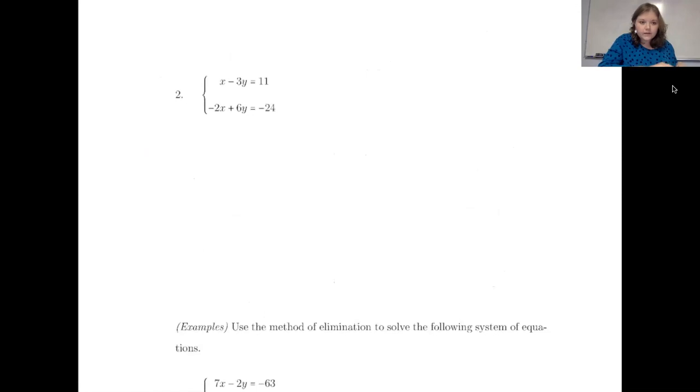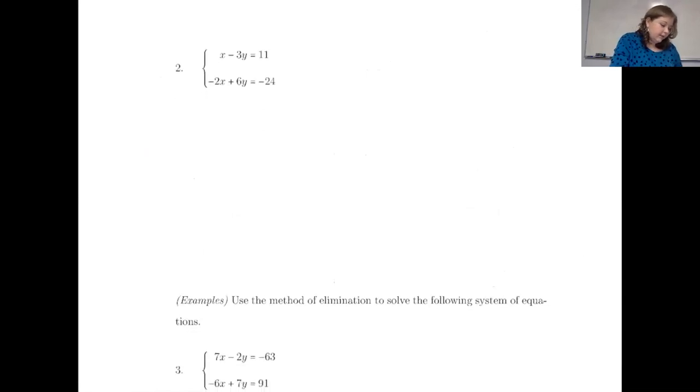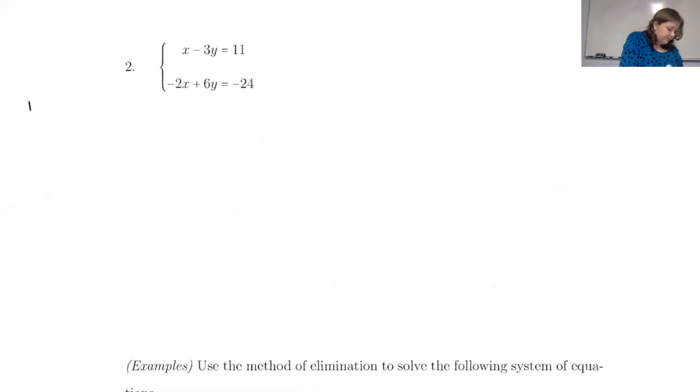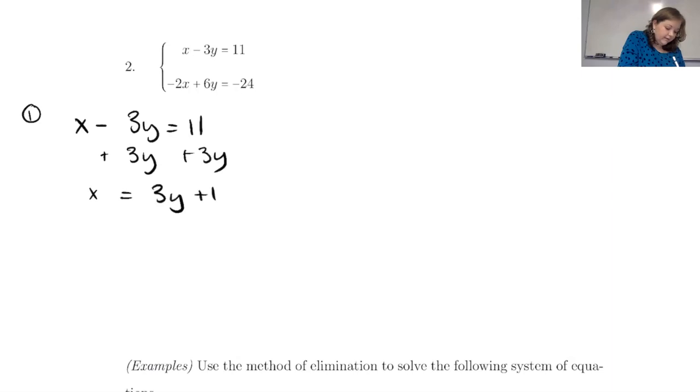Okay, so I'll move this back. All right, so we'll do step 1, which is pick an equation and isolate one of the variables. So I'm going to pick this one because that x looks like it would be easy to get by itself, and do x minus 3y equals 11. So we'll add 3y to both sides and get x equals 3y plus 11. And then go on to step 2.